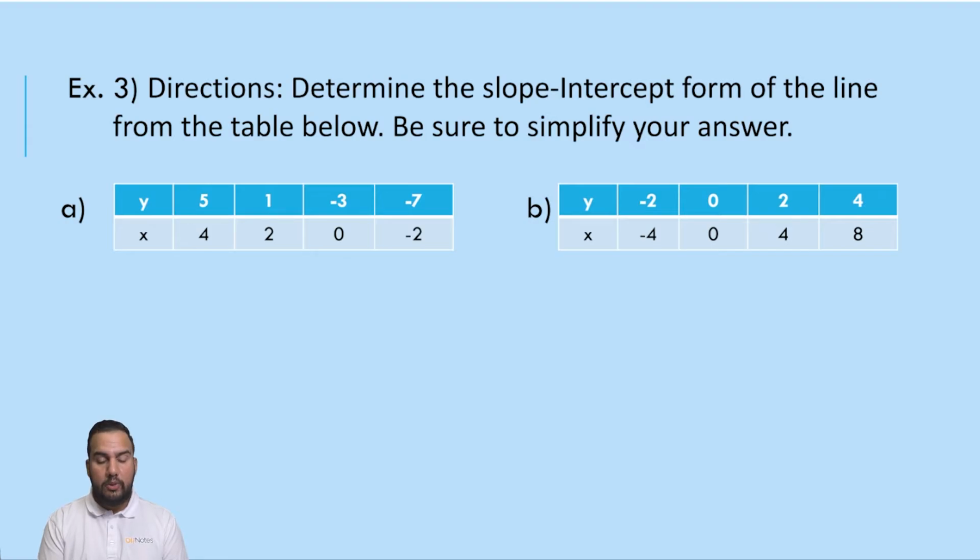Okay, so in example 3, the question says determine the slope-intercept form. Don't forget, it's y equals mx plus b. I have to always remember that. Always write it down. It's going to help you out. I have to find the m and the b. So what am I going to do?